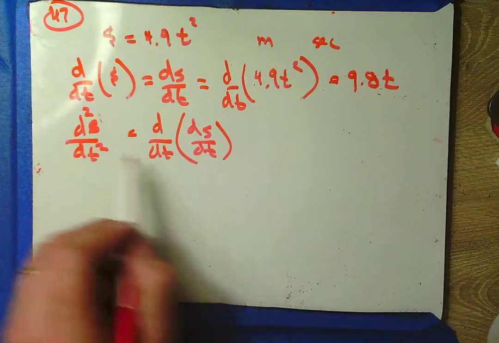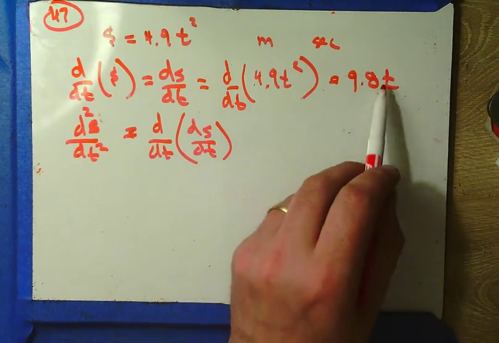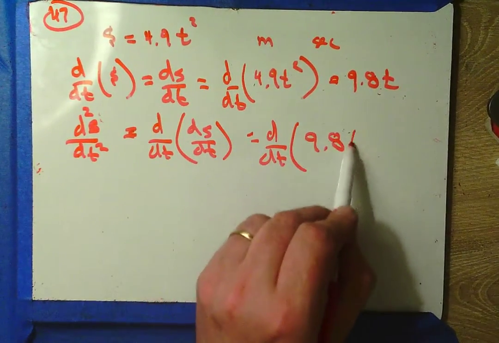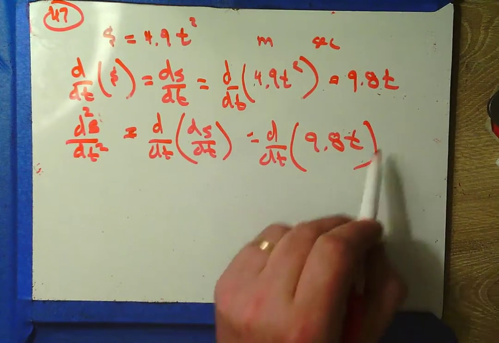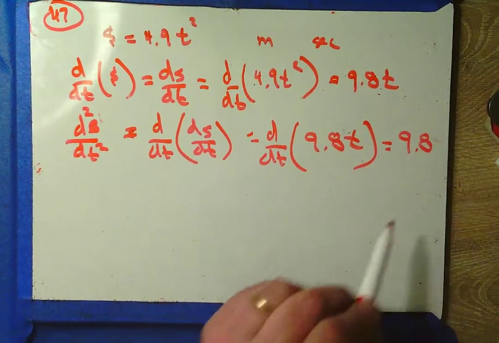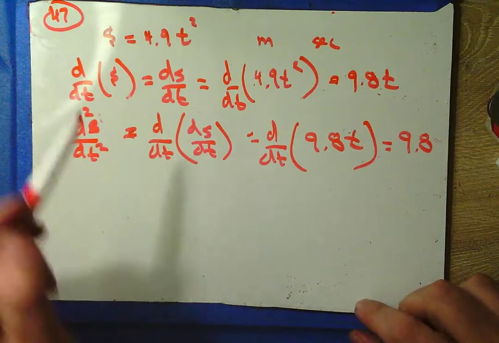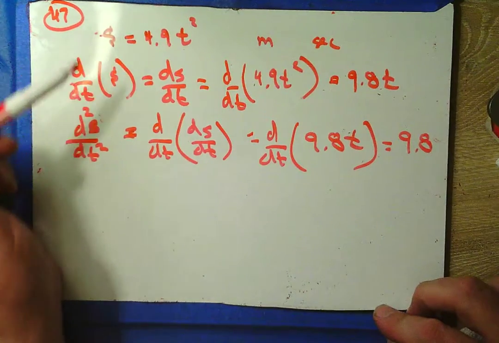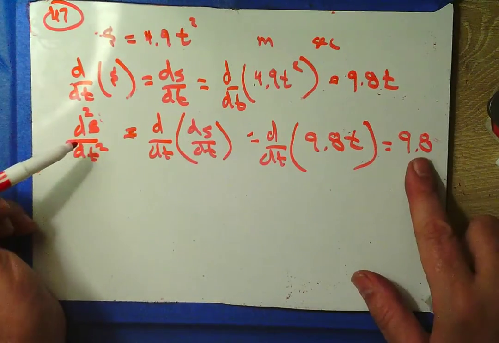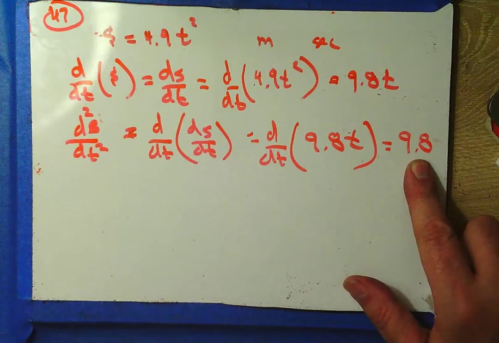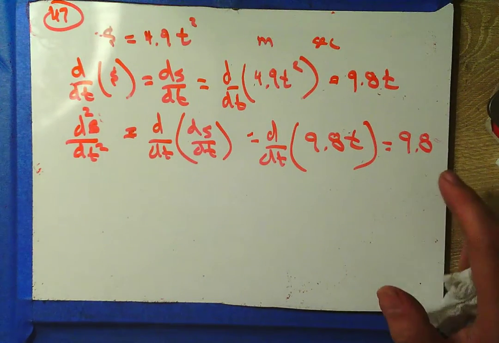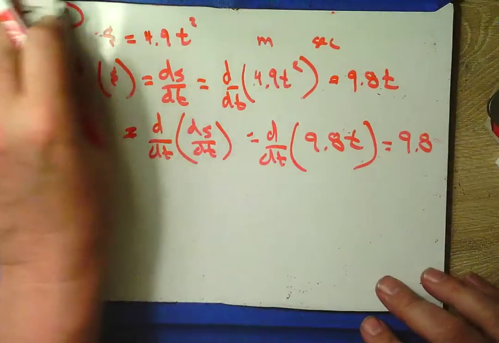That's what this notation says, find the second derivative. Well, that means I want the derivative with respect to t of 9.8t. The derivative of this linear function is just going to be 9.8. And that's why we know that the first derivative of position would be velocity, and the second derivative of position would be acceleration, and there's acceleration due to gravity in metric land. Okay, so there's 47. Let's take a look at 53.